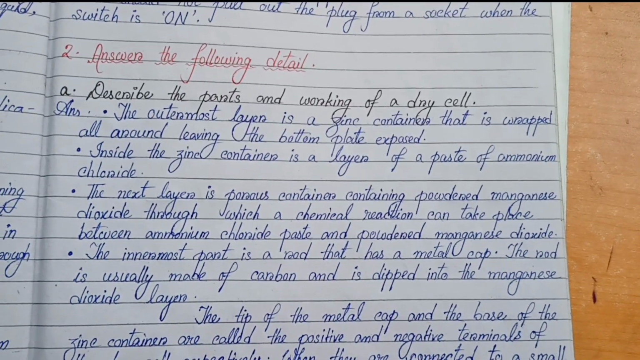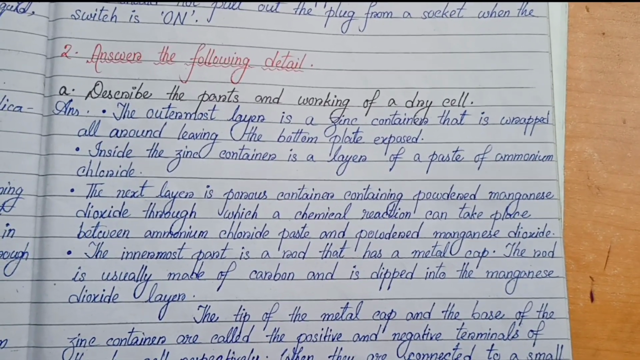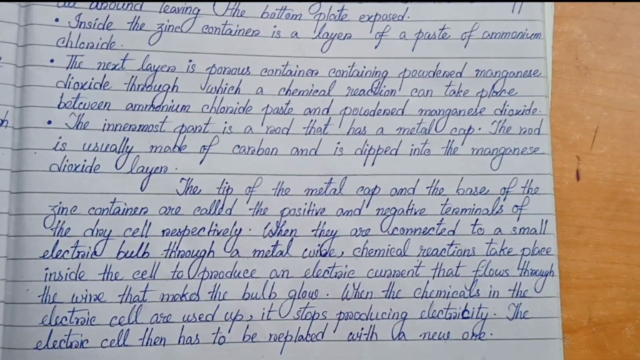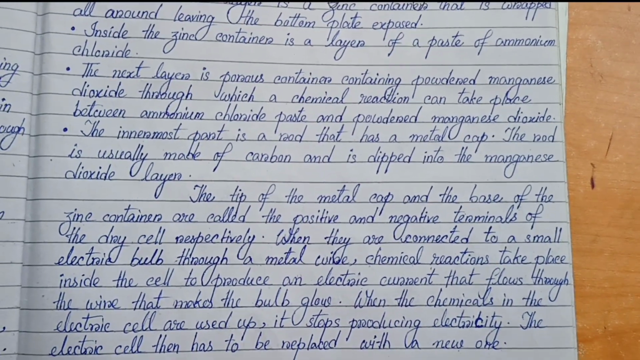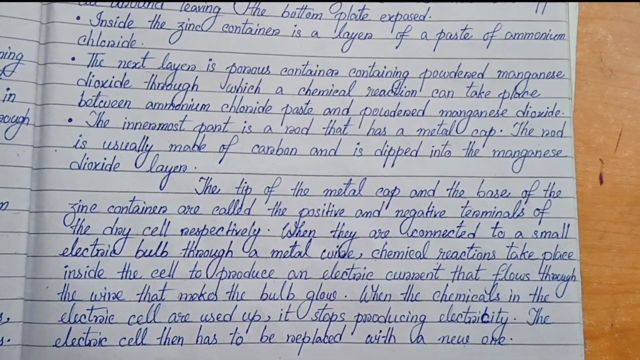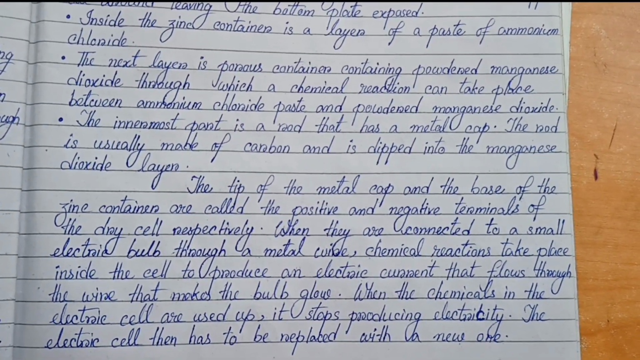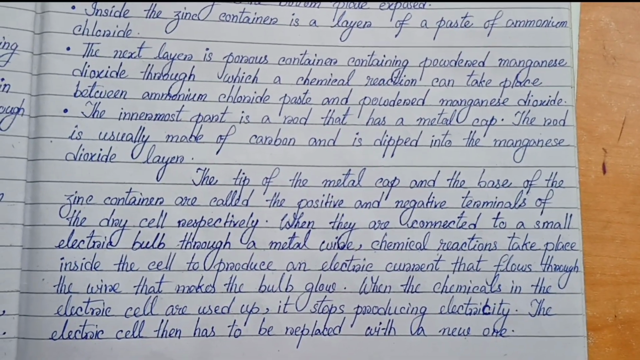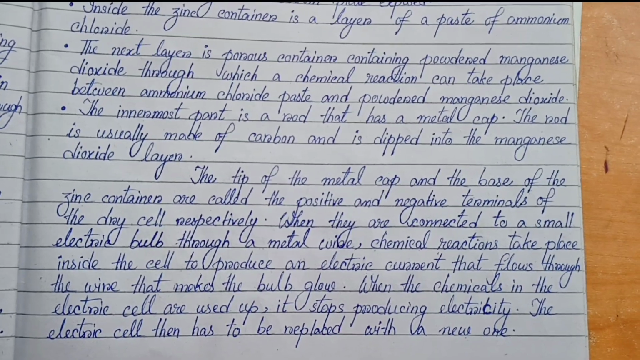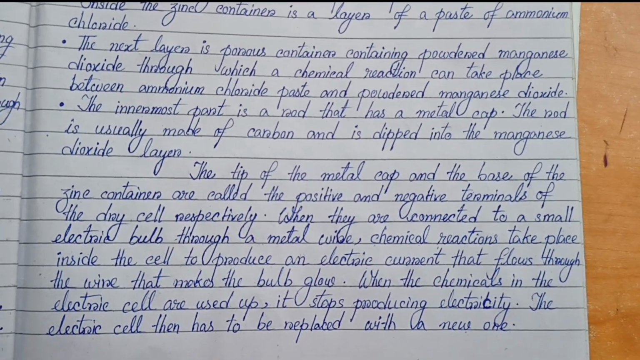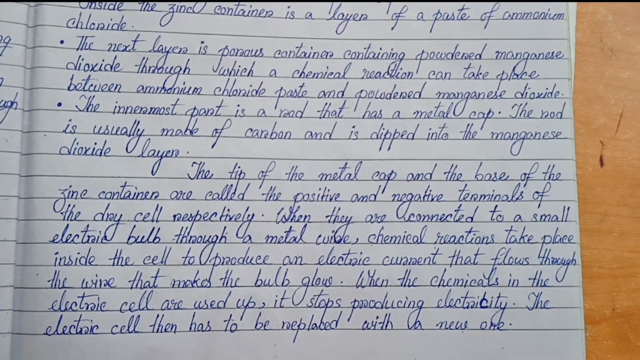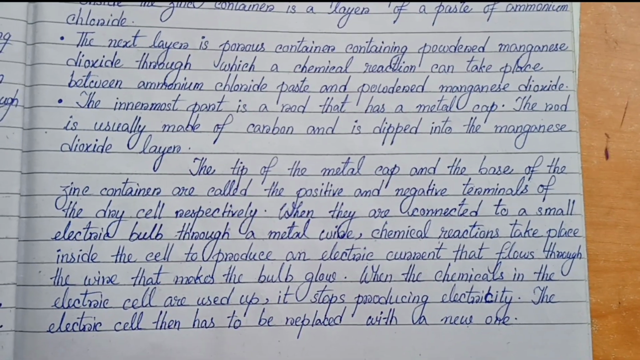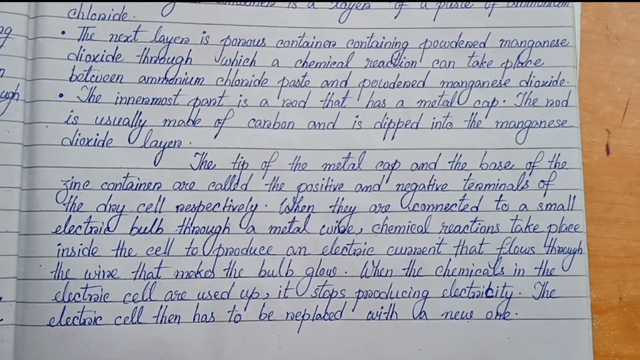The innermost part is a rod that has a metal cap. The rod is usually made of carbon and is dipped into the manganese dioxide layer. The tip of the metal cap and the base of the zinc container are called the positive and negative terminals of the dry cell respectively. When they are connected to a small electric bulb through a metal wire, chemical reactions take place inside the cell and produce an electric current that flows through the wire and makes the bulb glow. When the chemicals in the electric cell are used up, it stops producing electricity. The electric cell then has to be replaced with a new one.